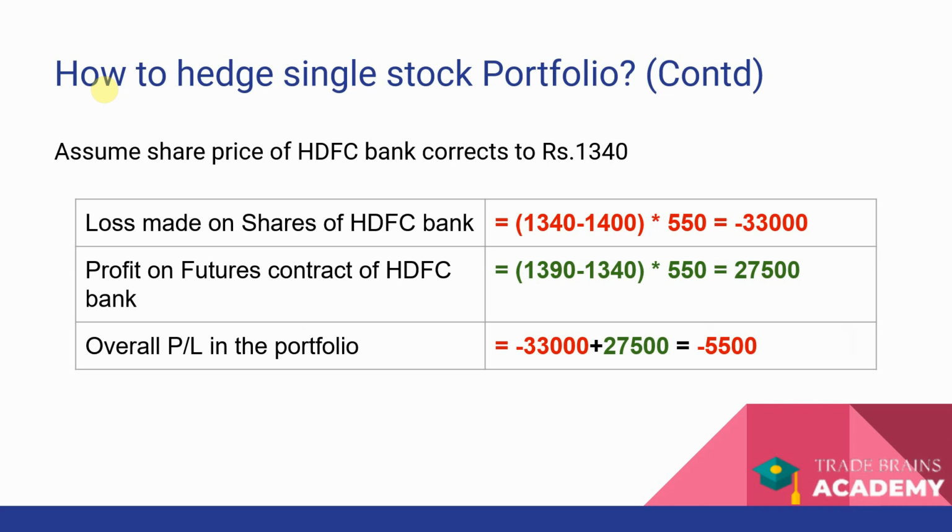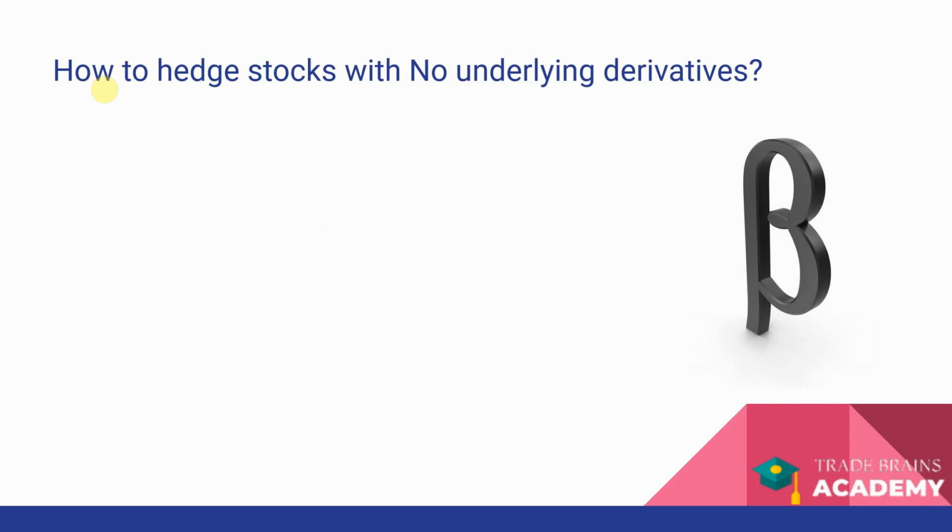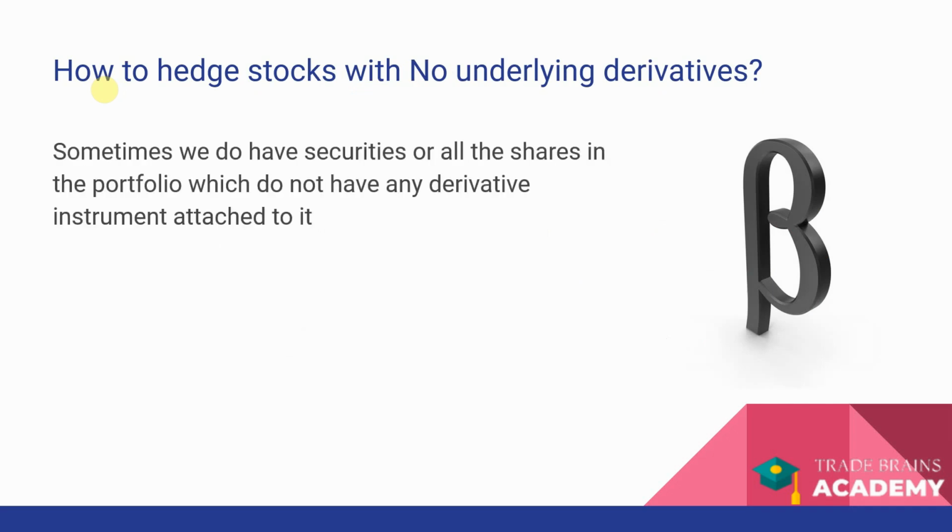And the next important point which could come to anyone's mind is that we know HDFC Bank has a futures contract. How about hedging those stocks which do not have any derivative associated with them? Which is a very legitimate question, and very possible in the market. Sometimes we have securities or shares in our portfolio that do not have any derivative instrument attached to them. So how does one hedge the portfolio? Which is where the concept of beta comes into the picture.